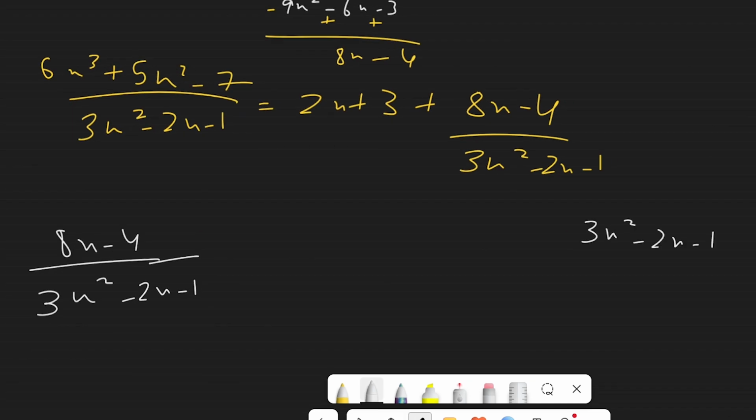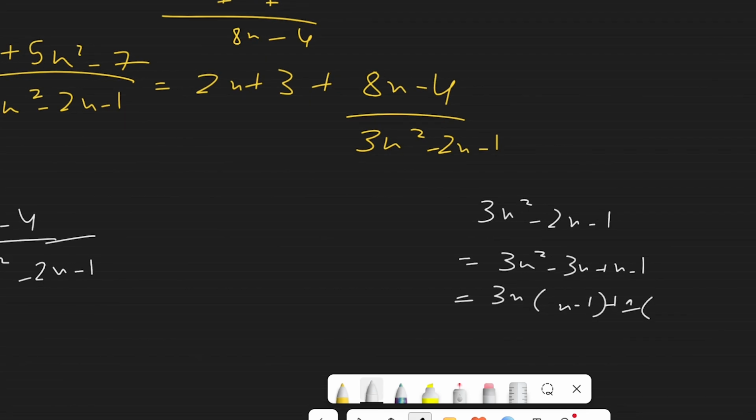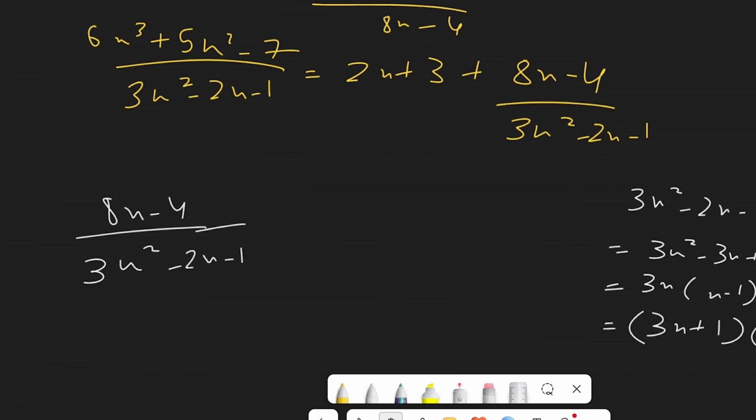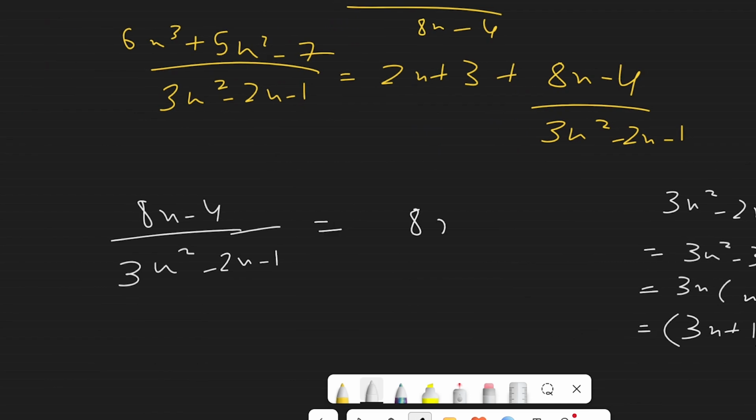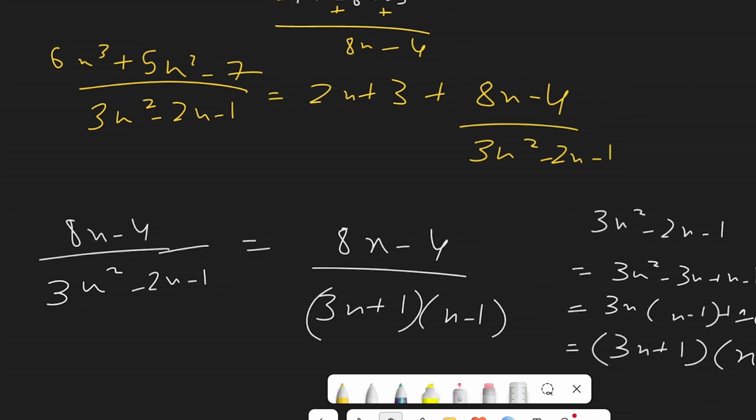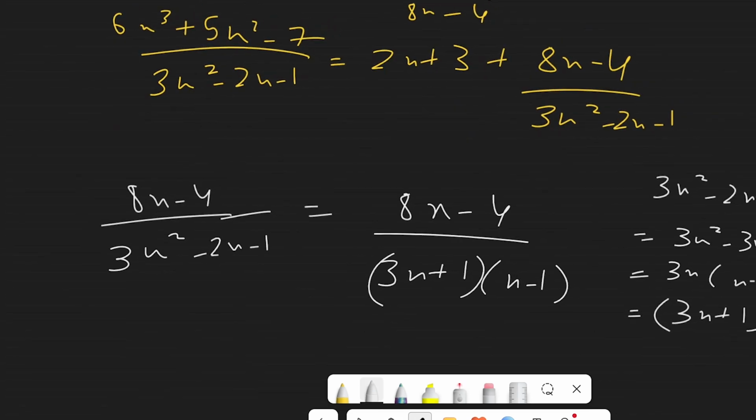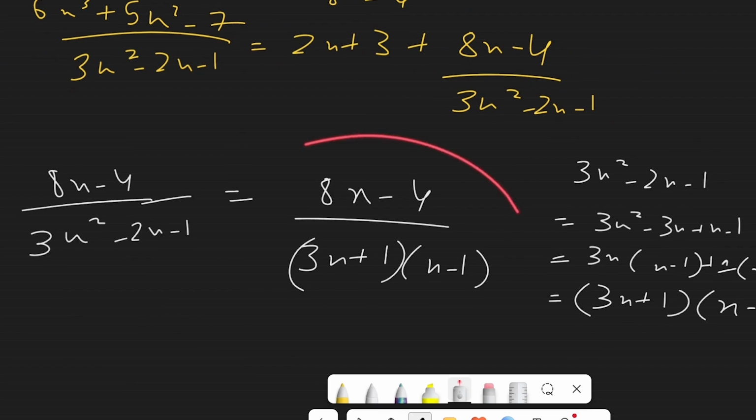3x squared minus 2x minus 1 would become 3x squared minus 3x plus x minus 1, which is equal to 3x(x minus 1) plus 1(x minus 1). Okay, it would become (3x plus 1)(x minus 1). So that's how it is done: 8x minus 4 over (3x plus 1)(x minus 1), and that is it.